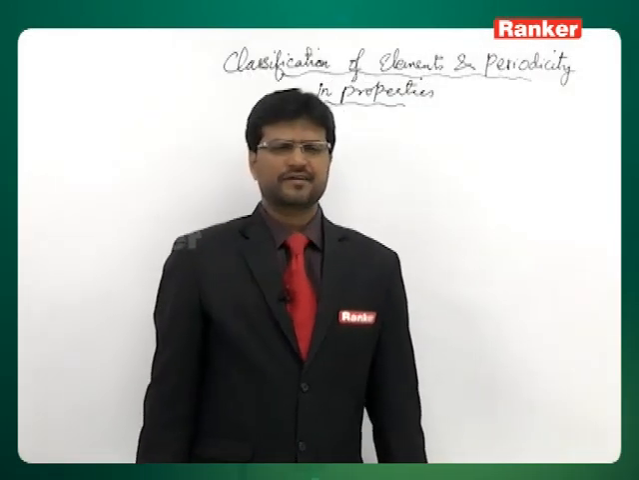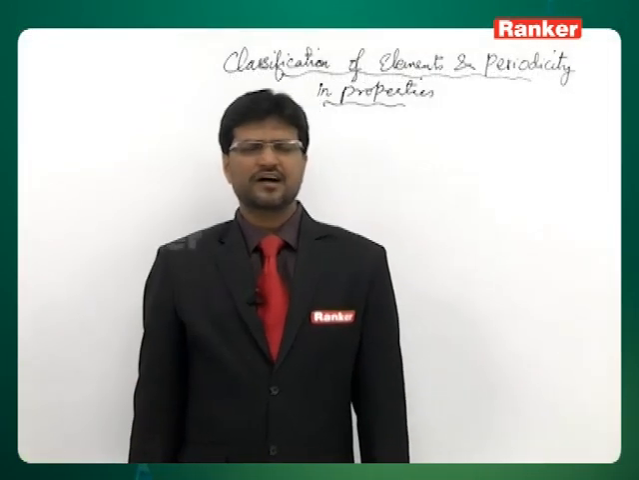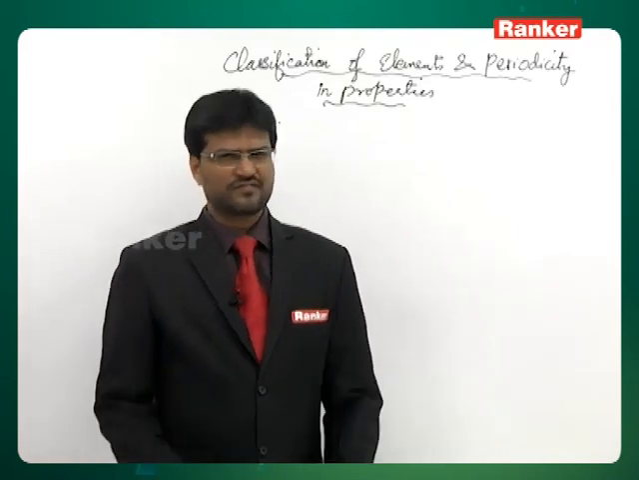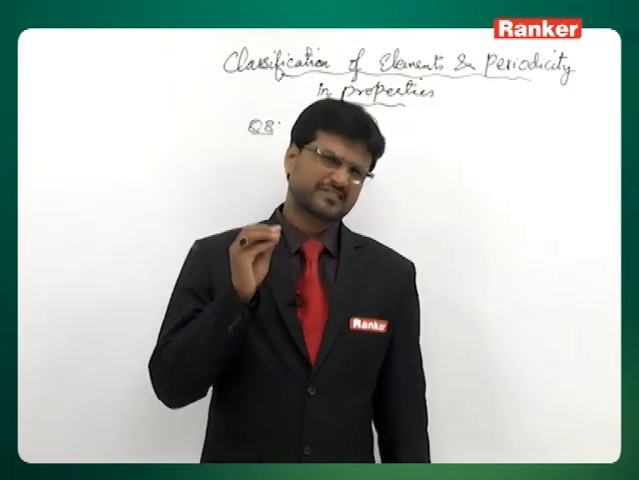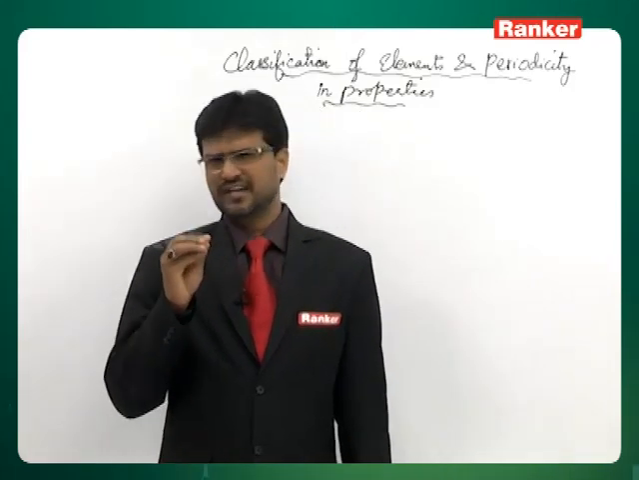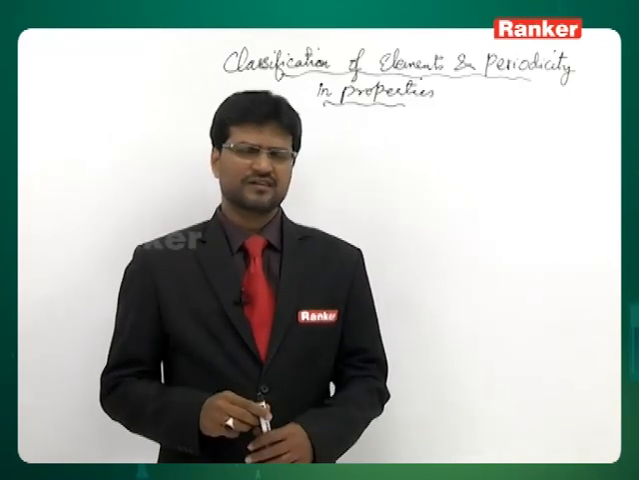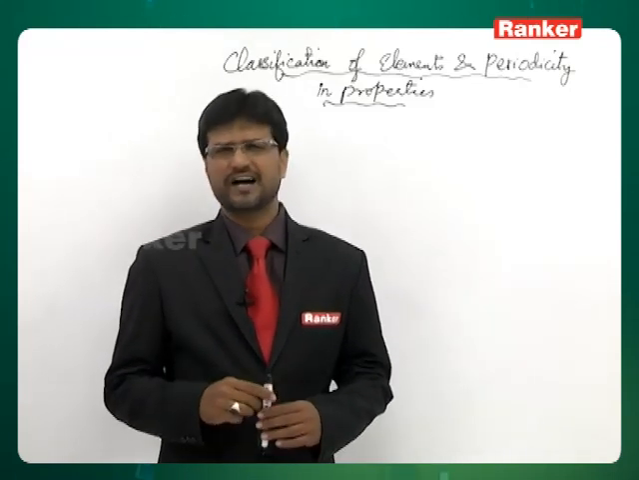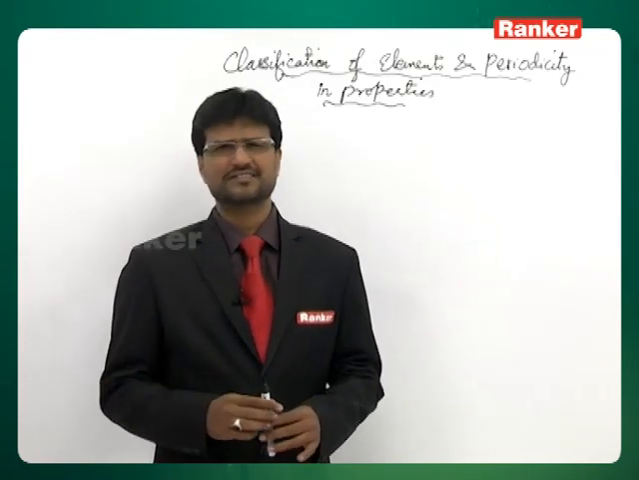Question number 8. Increasing order of ionic radius among Al3+, Mg2+, O2-, F-. You have to arrange these species in increasing order of their ionic radius. As I told you just now, as the positive charge increases, size decreases. These are all isoelectronic species. They all have the same number of electrons in their atoms, so they are called isoelectronic species.